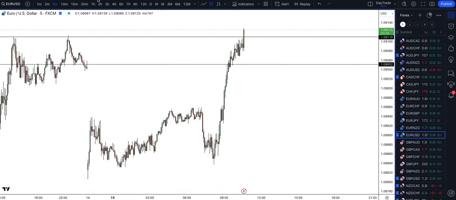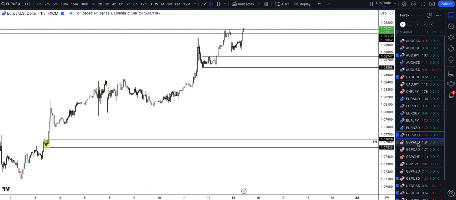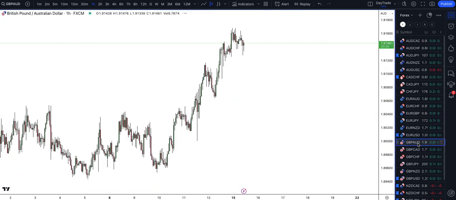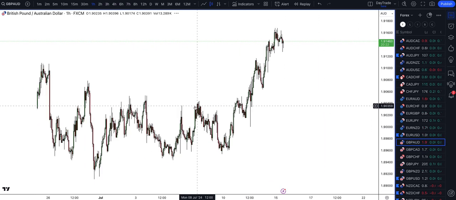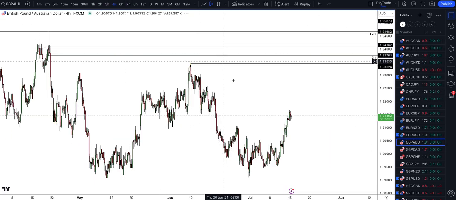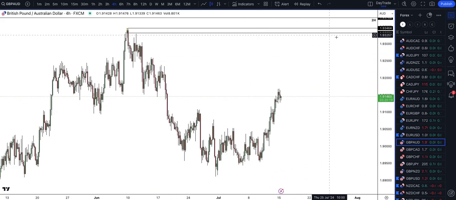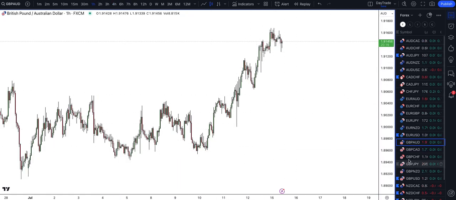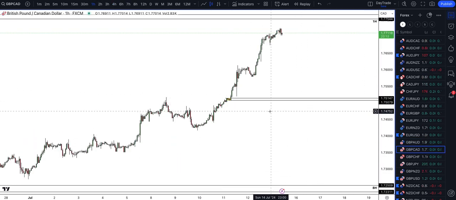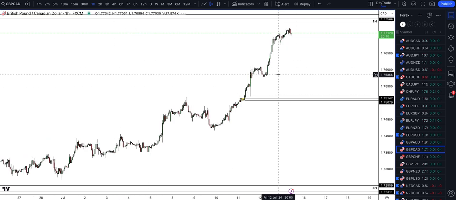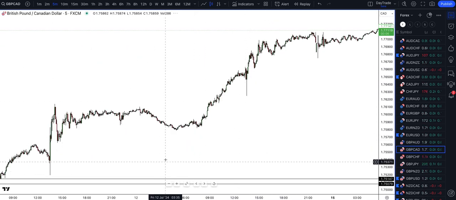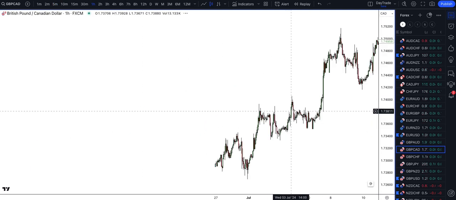Okay, so we'll move on to the next pair. Pound Aussie. Again, this is like another very choppy pair. Nothing until a lot higher up, and there's nothing below. So we'll quickly move on to Pound CAD. Again, nothing here either. This is potentially something, but I don't think the leg in will be good enough. No, it's not good enough.